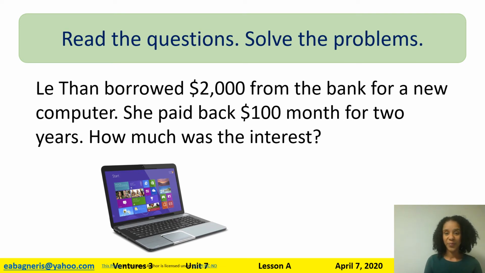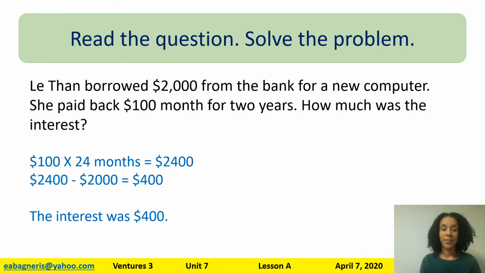Are you ready? If you need more time, you can always pause the video, that means stop for a minute, and then play again when you're ready. Let's go on. So Lee Than gave the bank $100 every month for 2 years. How long is 2 years? How many months? There are 12 months in a year. So Lee Than gave $100 for a total of 24 months. 24 months is 2 years.